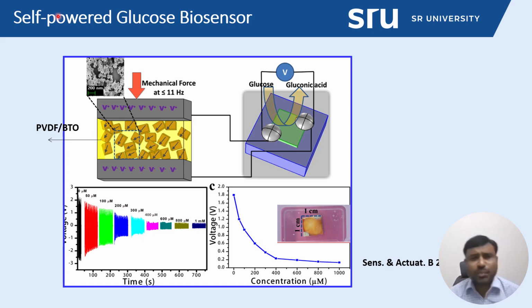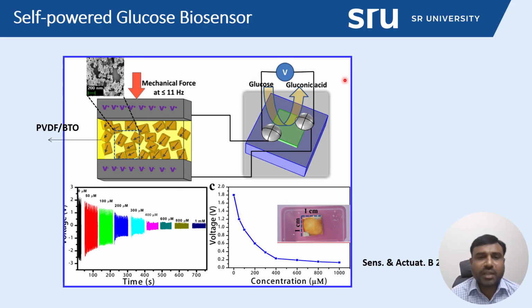Here also the reproducibility and repeatability is good, but when continuously using, the performance slowly decreases. Whereas in this nanogenerator device, it has a highly attractive property: even several experiments do not affect the output voltage. So this is the new direction for the fabrication of a self-powered glucose sensor based on a nanogenerator.